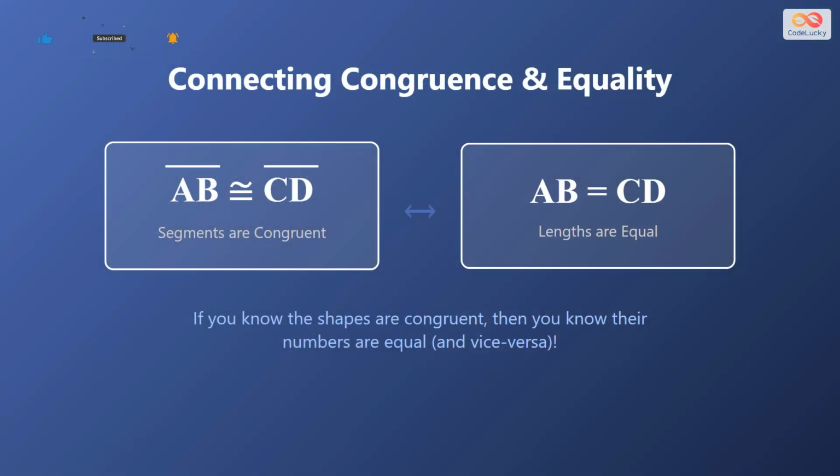These two concepts are directly connected. If you know that segment AB is congruent to segment CD, then it automatically means that the length AB is equal to the length CD. You can switch between these two statements depending on whether you are talking about the shapes or their values.